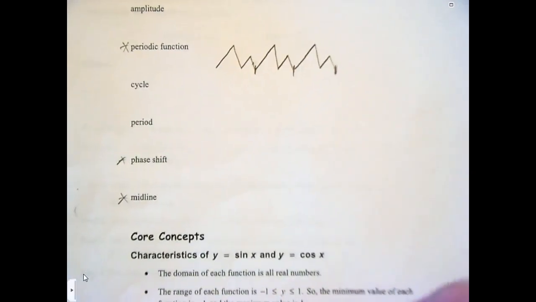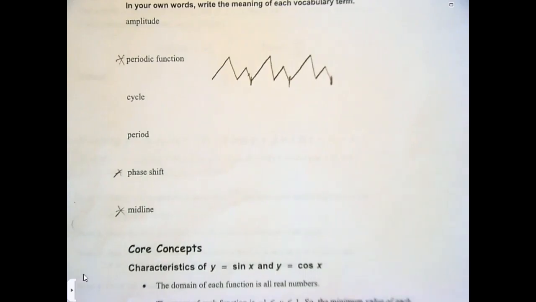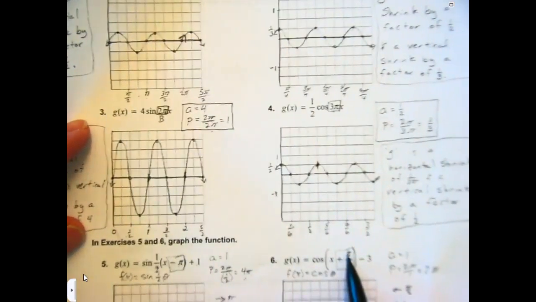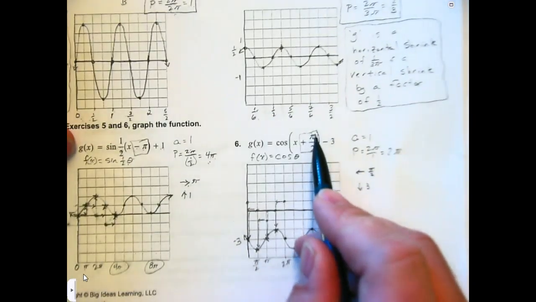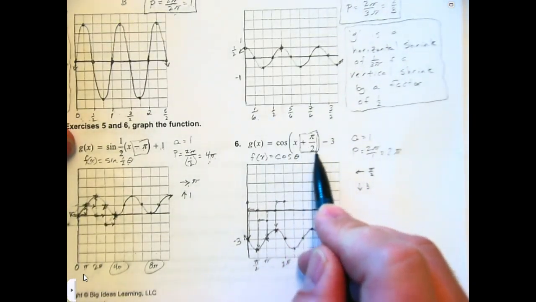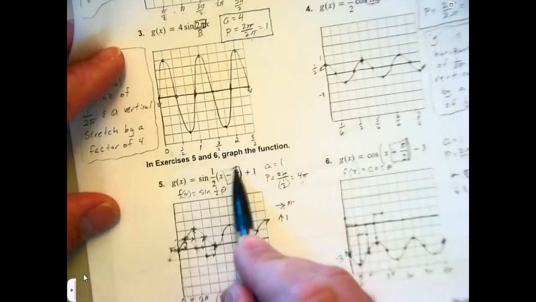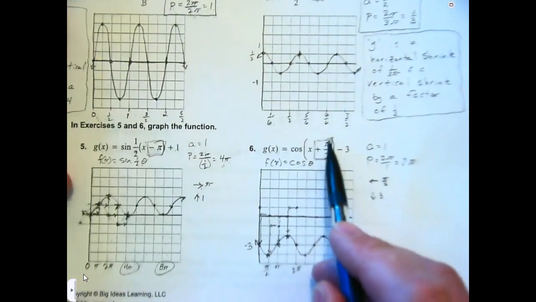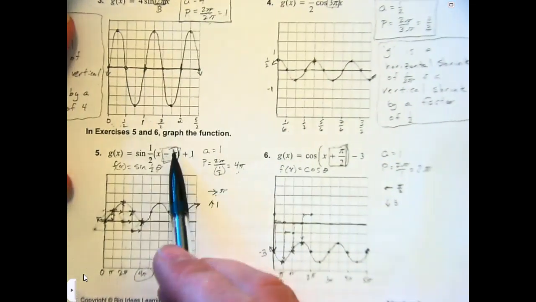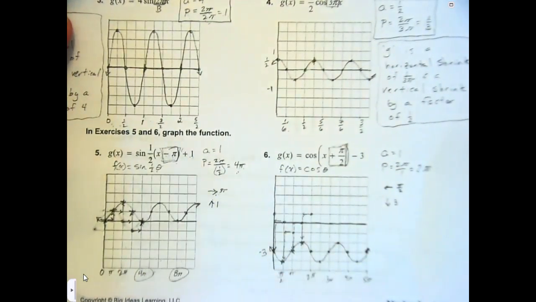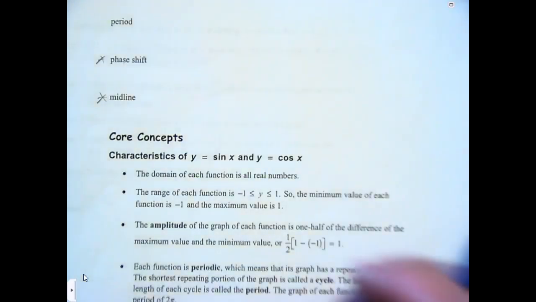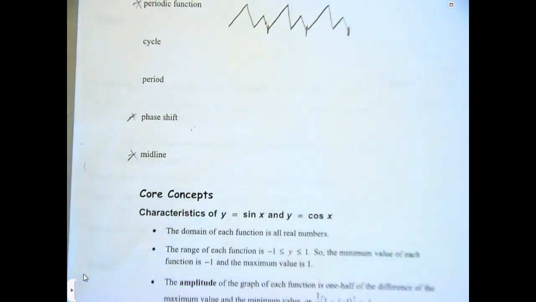Phase shift. You actually dealt with a phase shift yesterday. This is a phase shift. Pi over 2 is a phase shift. It's a shift on your horizontal axis, on your theta axis. That's a phase shift, and that's a phase shift. This has a phase shift of pi over 2 units to the left, and this has a phase shift of pi units to the right. So a phase shift is when it's shifting on the horizontal axis, or the theta axis.